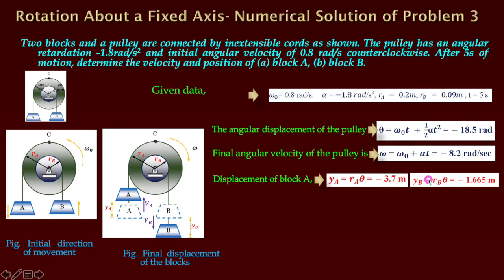Similarly, for YB, it is also negative. This negative indicates that whatever the direction was in the initial condition, it is opposite to that. So initially block B was moving up, so finally it is moving down, from here to here, and the magnitude equals minus 1.665 meters.